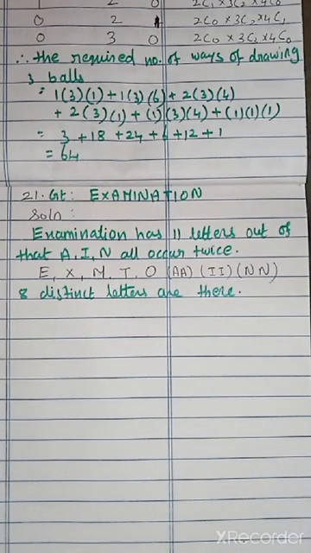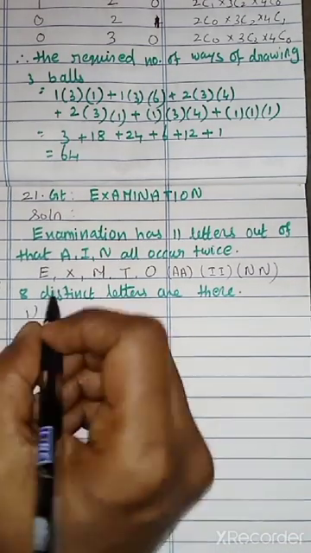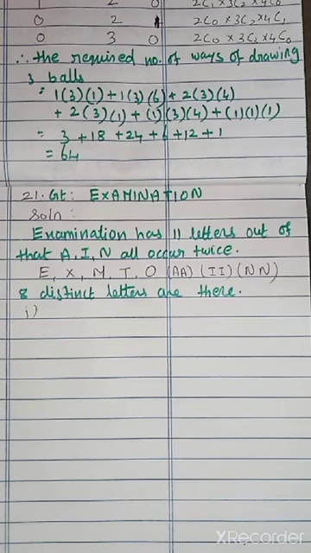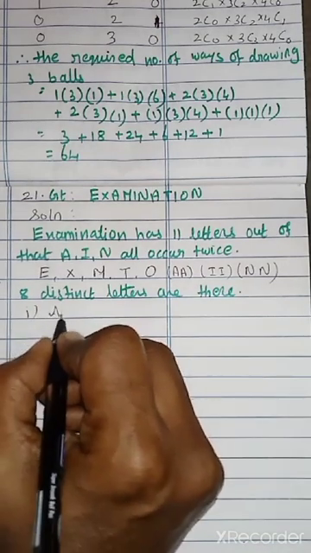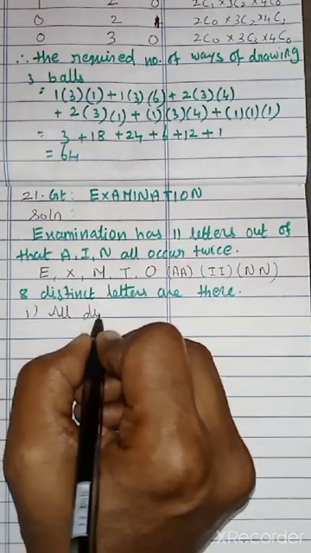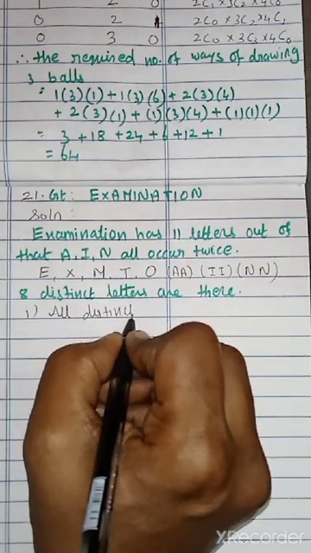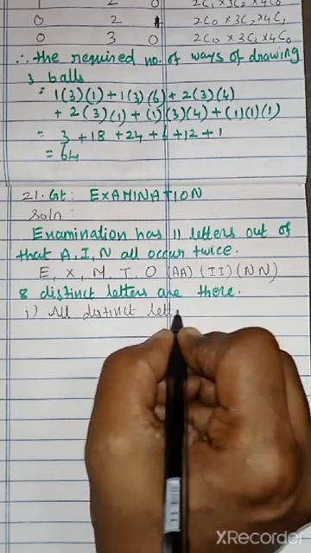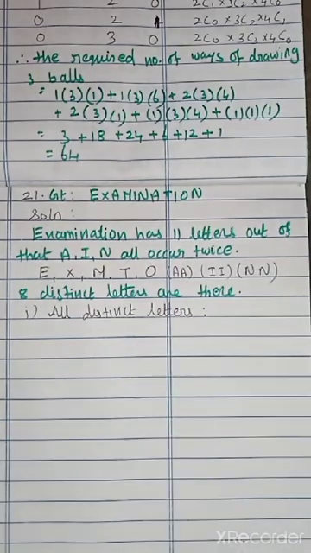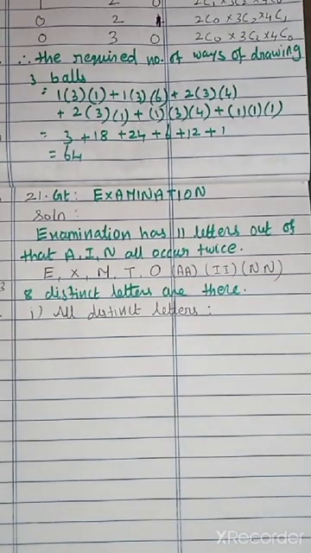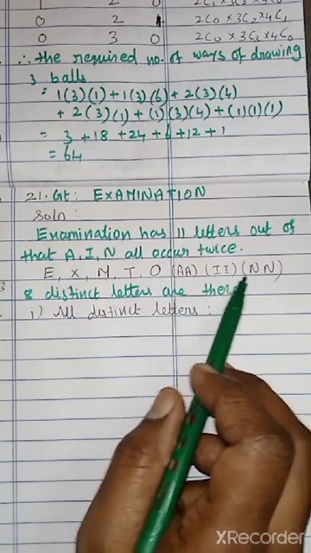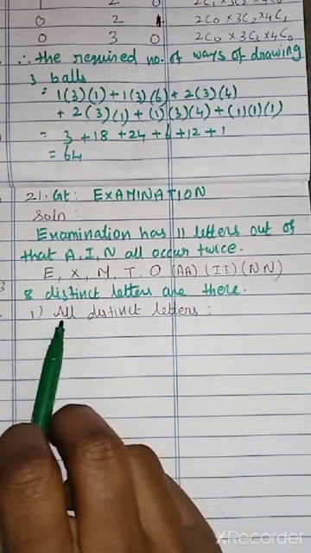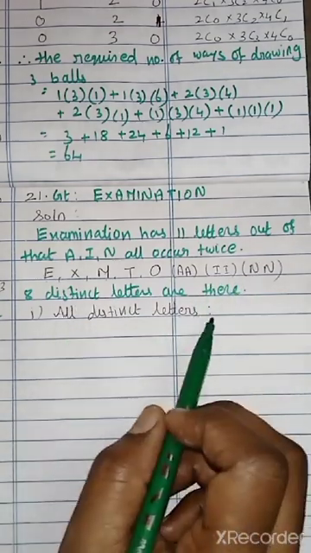Okay, now case 1. Out of this, how many do we have to choose? We have to choose 4 letters. So the first subdivision will be all distinct letters. All distinct letters means we have to choose E, X, M, T, O, and 1 A, 1 I, 1 N only, because no letter should be repeated.